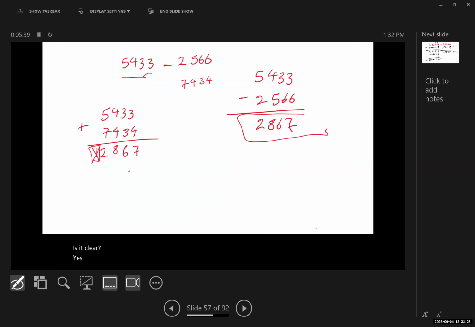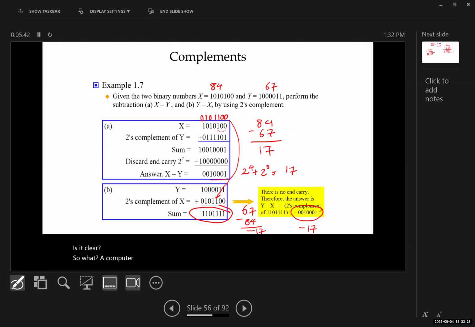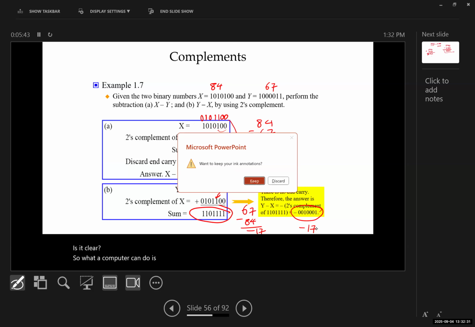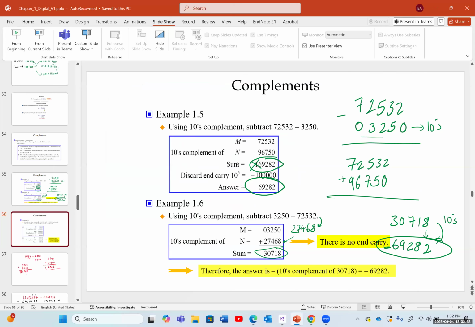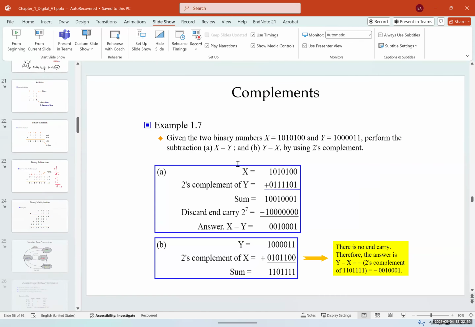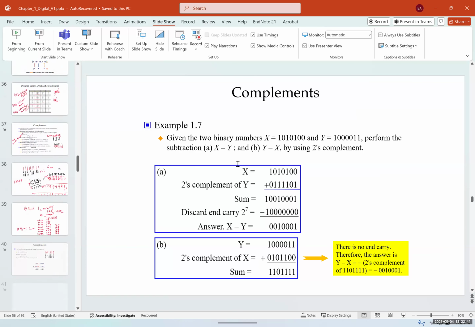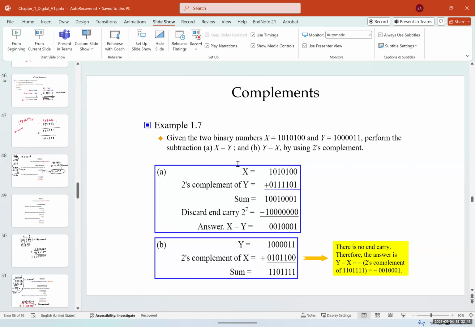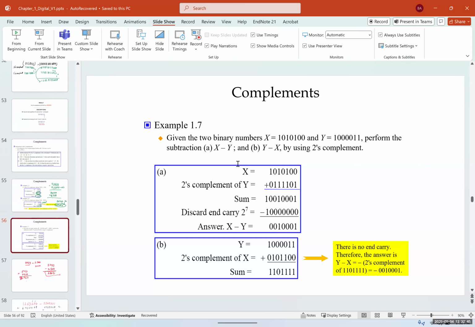So what a computer can do is, by just using the complement system, you can subtract any two numbers, which is great. You don't need multiple gates. You just need one set of gates and you can subtract or add two numbers.